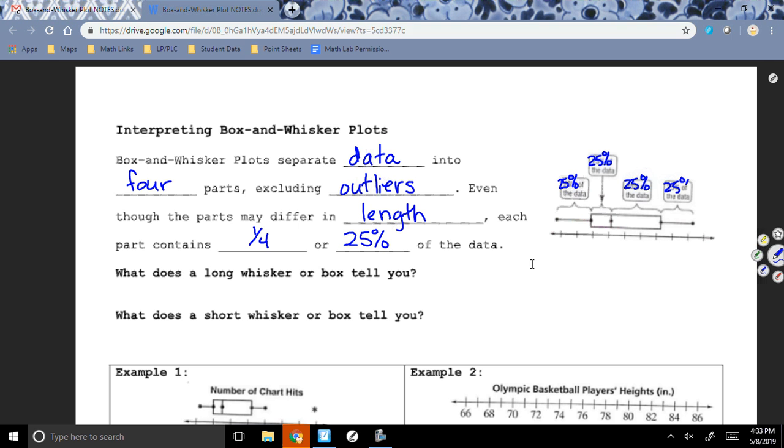So if you have a really long whisker or a long part of the box, that means that your data points are spread out. However, if you have a really short whisker or a box, that means that your data is very close together, or it may even be repeating those data points.